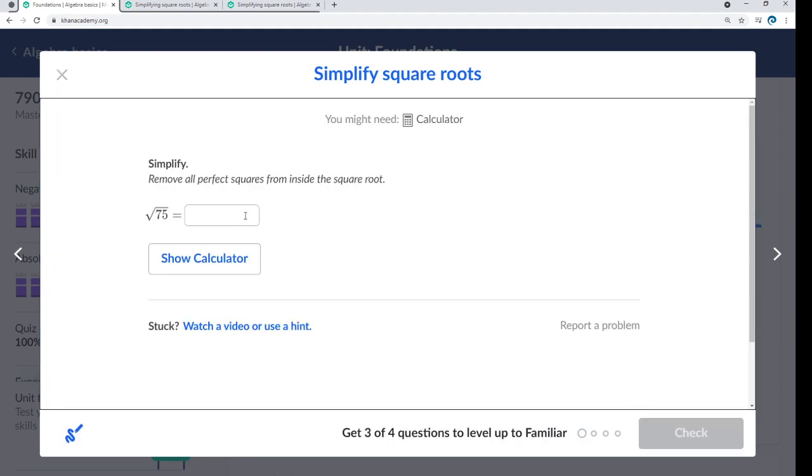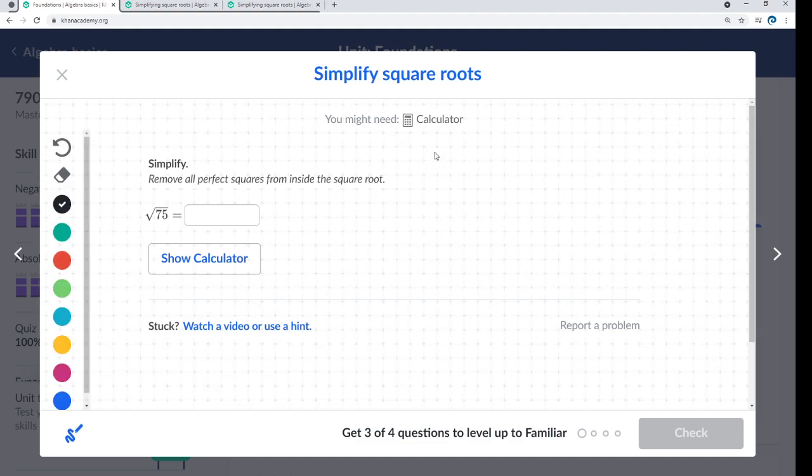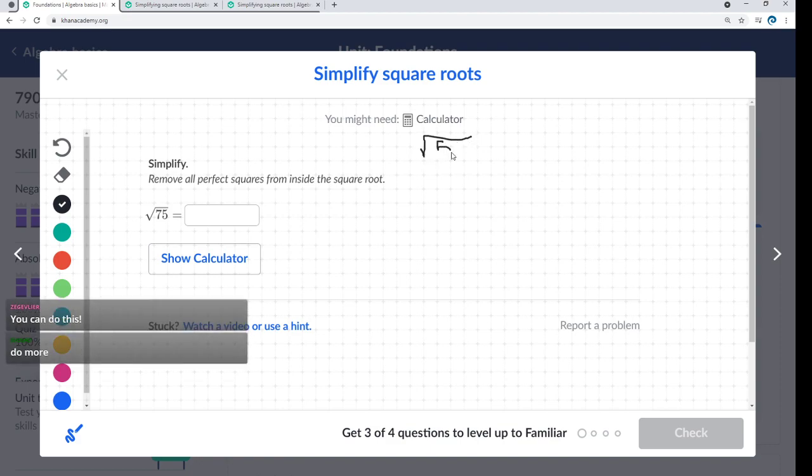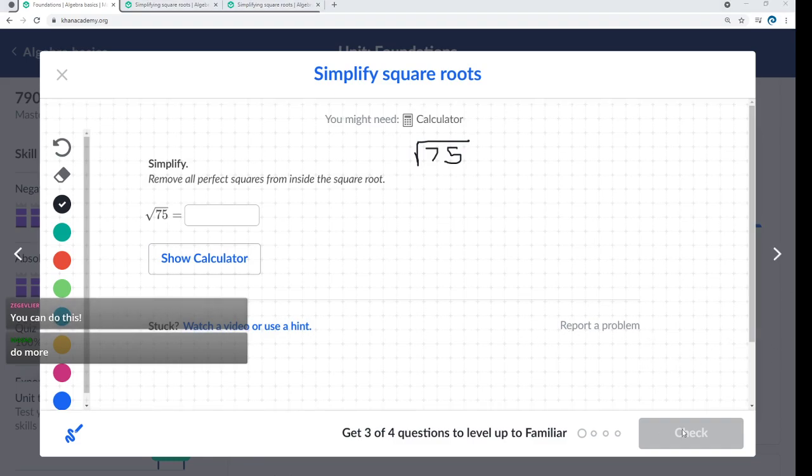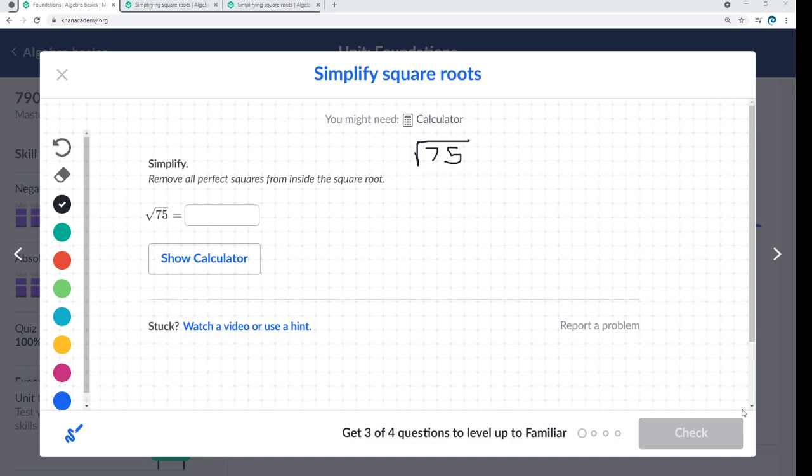Okay, so now we have 75, right? So we'll get the calculator out and we'll start with 2. 75 divided by 2 does not work, right? It's 37.5. So we'll bump it up to 3. 75 divided by 3, that's 25.